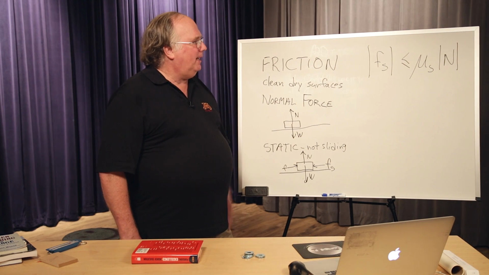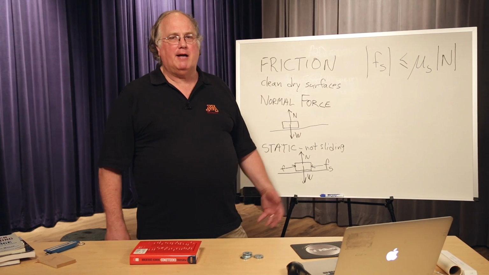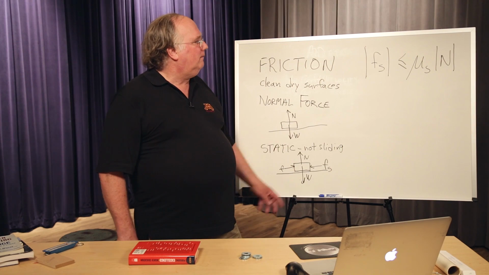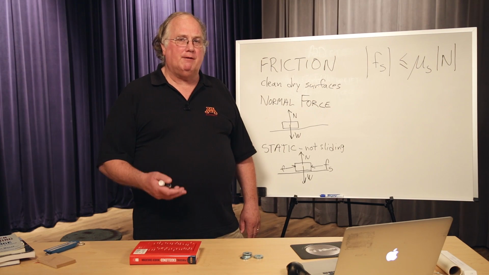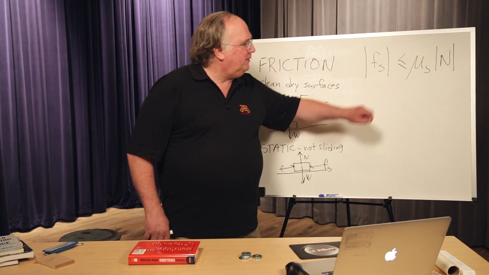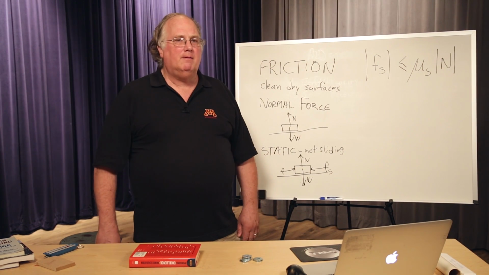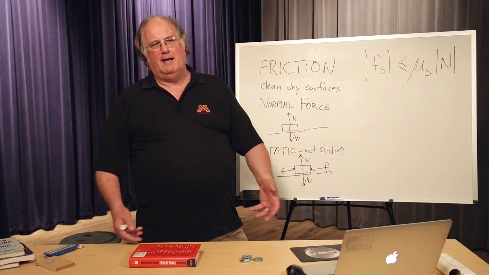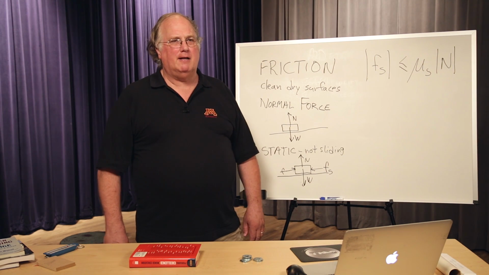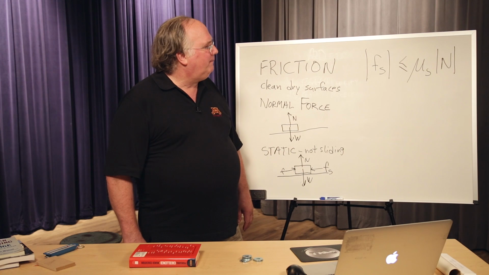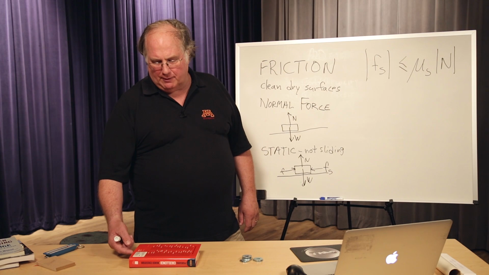What it does not depend on are things like the area of contact. The bigger area you get doesn't make any difference. Mu s does depend on the surfaces. Different surfaces have different numbers for mu s. Something like rubber on rubber has a very high mu s, whereas something like ice on ice is much less. Steel on ice is what hockey players use, and that's a very, very low mu s. Okay, so that's one version of friction, that's static friction.